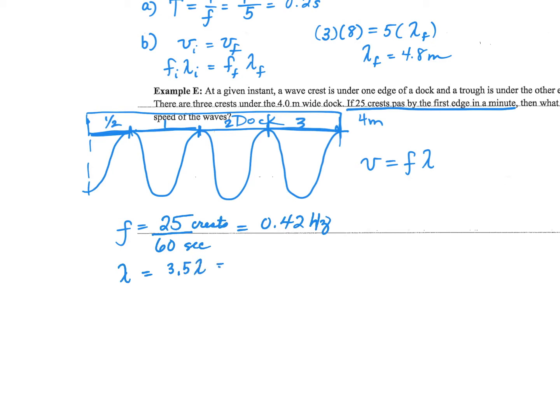wavelengths in how many meters? All right, 4 meters. So 1 wavelength is how many meters? If we divide 4 by 3.5. So now we've got our wavelength. Picture becomes really important in these for being able to count them.